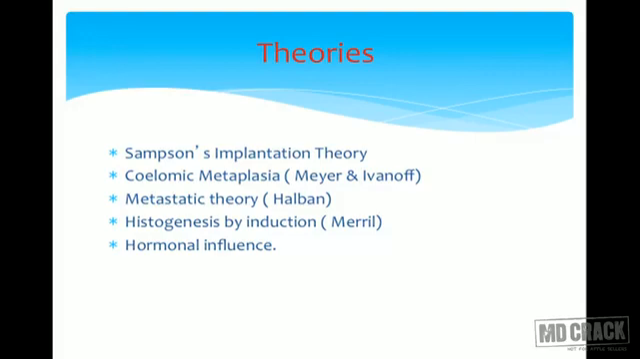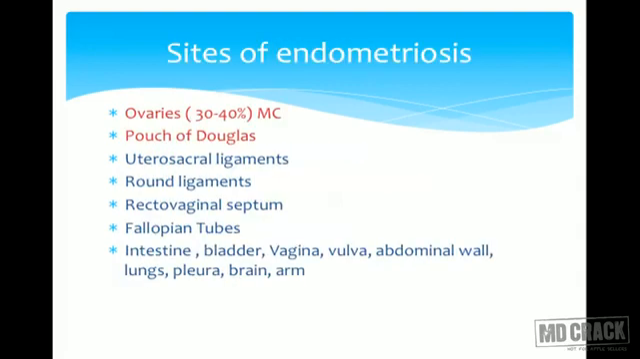Histogenesis by induction, this theory was put forth by Merrill. He suggested that maybe there is some biologically active factor that acts on the endometrium and causes change from one to another. So this endogenous biochemical factor can induce undifferentiated peritoneal cells to develop into endometrial cells, thus leading to formation of endometriosis. And maybe some hormonal influences can lead to endometriosis.